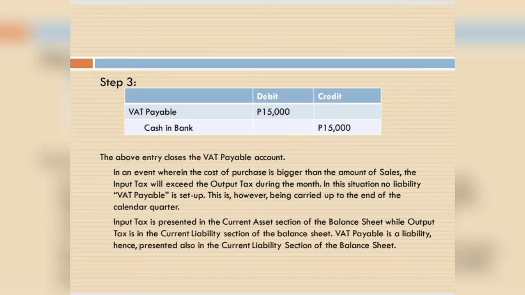In an event wherein the cost of purchases is bigger than the amount of sales, the input tax will exceed the output tax during the month. In this situation, no liability or value added tax payable is set up. This is, however, carried over to the end of the calendar quarter. Input tax is presented in the current asset section of the balance sheet, while output tax is in the current liability section. Value added tax payable is a liability, hence presented also in the current liability section of the balance sheet.